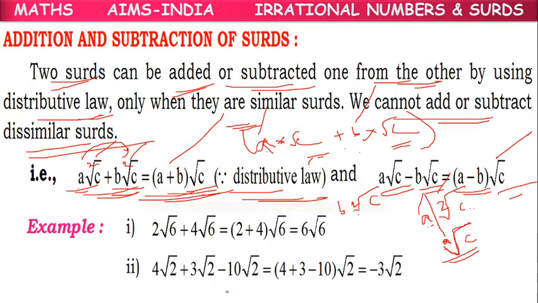Now, by using this, 2 root 6 plus 4 root 6. Root 6 is common, so 2 plus 4 is remaining. 2 plus 4 results in 6. So the answer is 6 root 6.